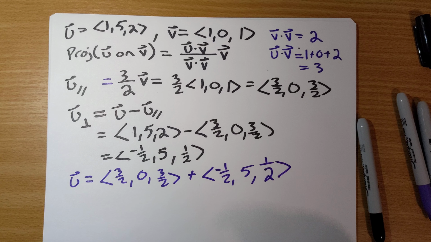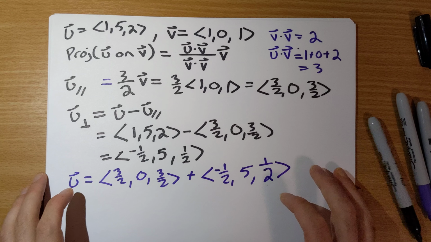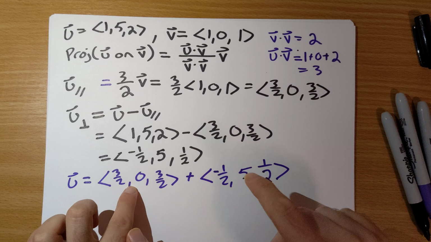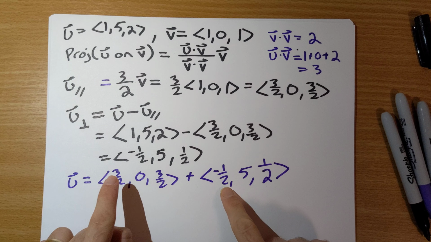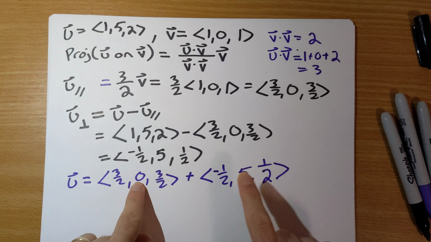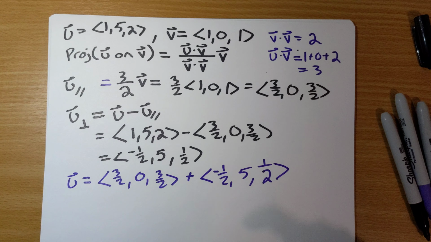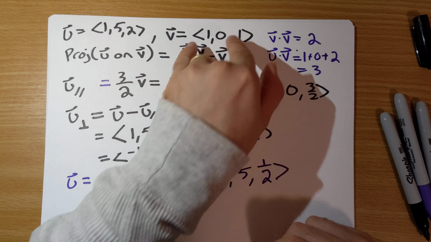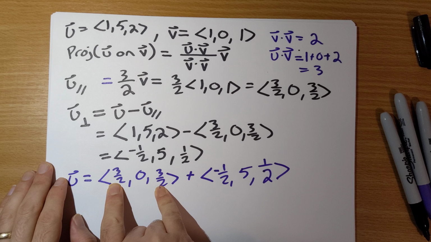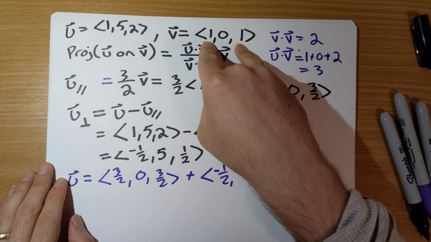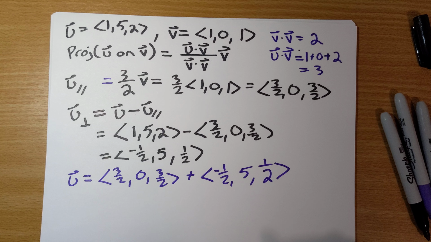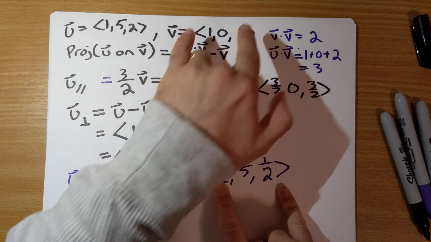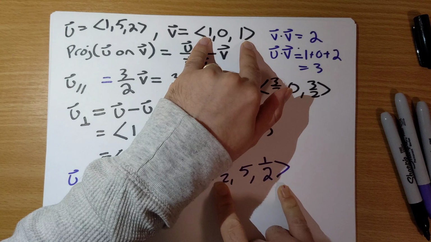By saying this is our final answer, I'm making three assertions here. Number 1 is that this plus this gives us U. So check for yourself: this plus this, 3 halves minus 1 half is 1, 0 plus 5 is 5, 3 halves plus 1 half is 2. You don't have to check for yourself because I just checked that for you. The second claim that we're making is that this is parallel to V. And yes, 3 halves, 0, 3 halves is 3 halves times V. So that checks. The third claim that we're making here is that this vector, negative 1 half, 5, 1 half, needs to be orthogonal to 1, 0, 1.